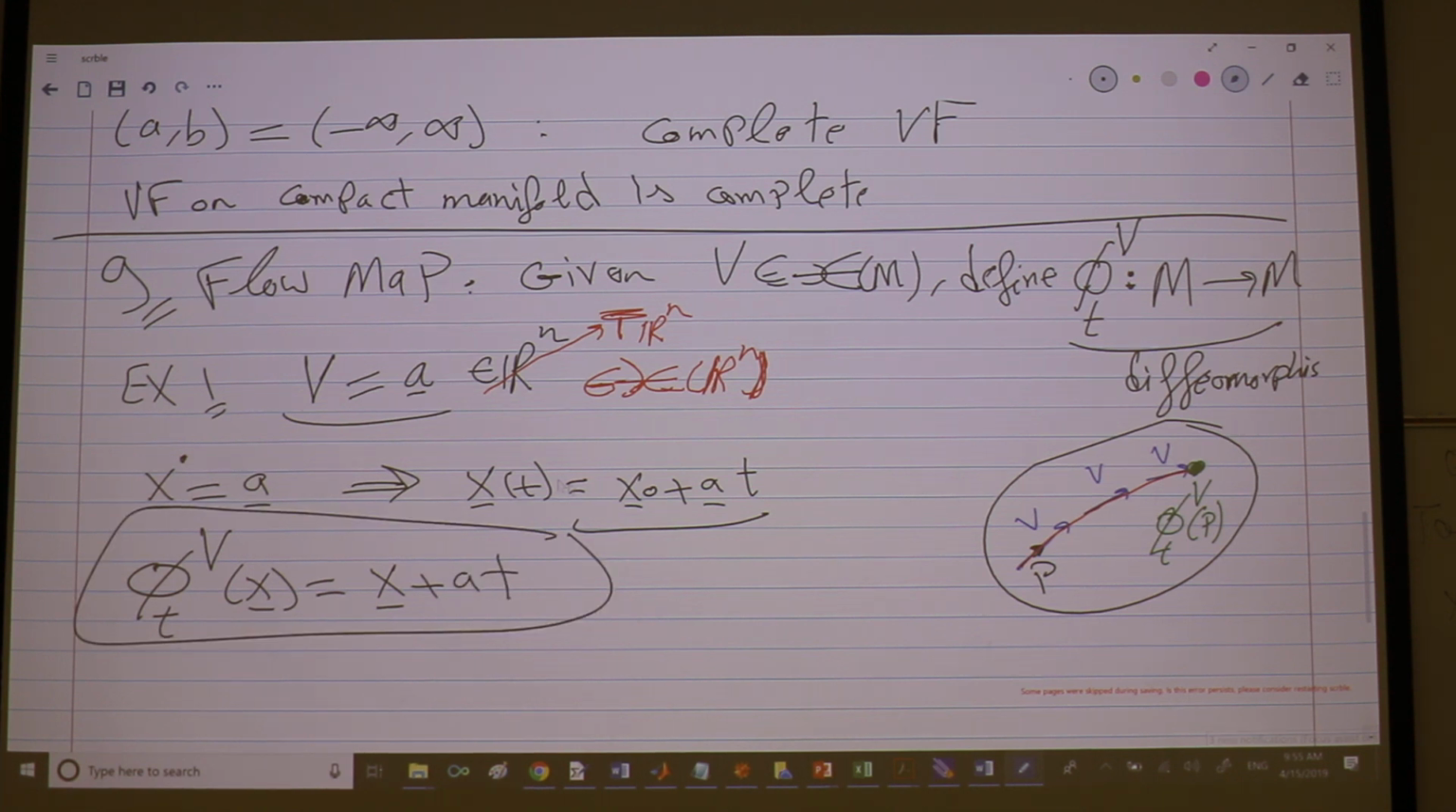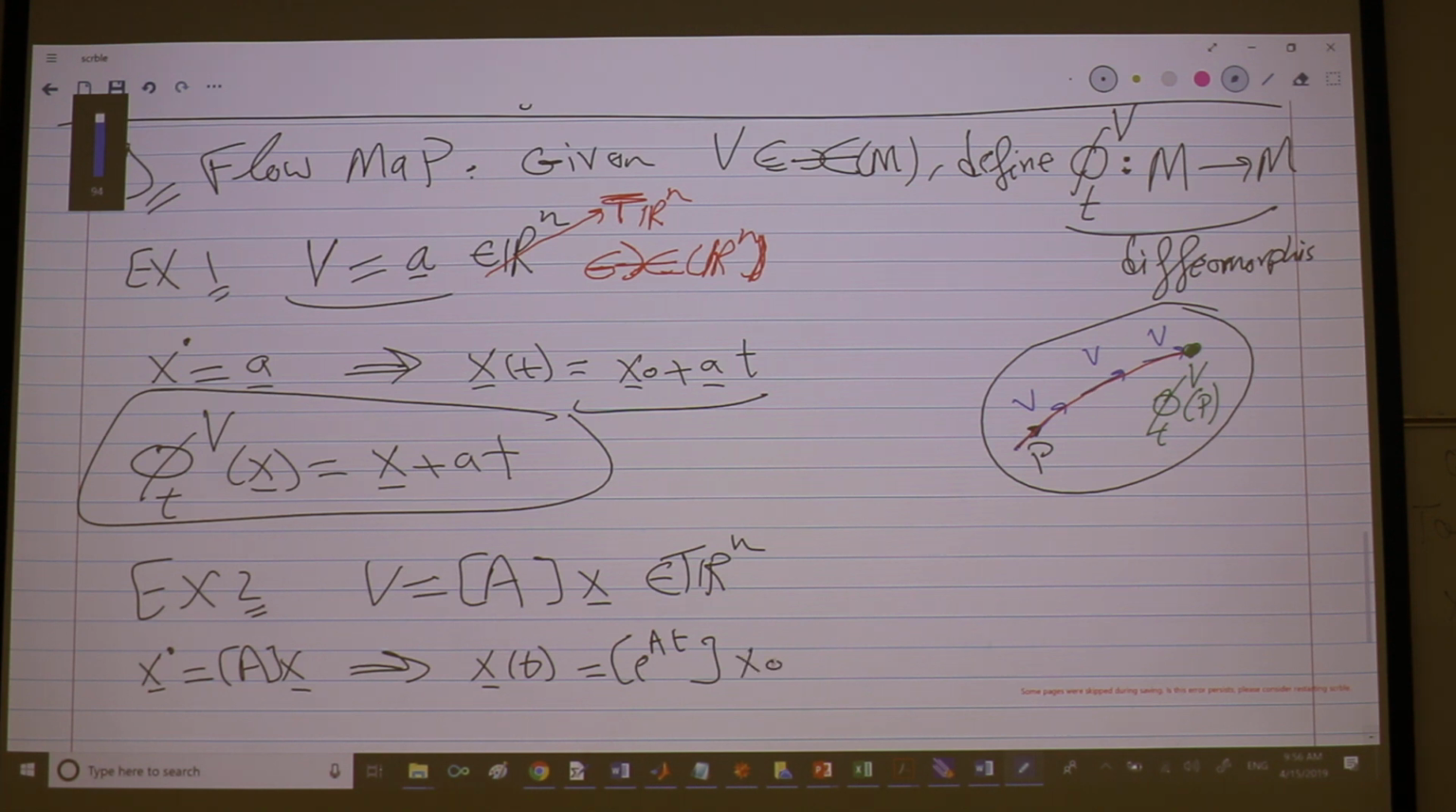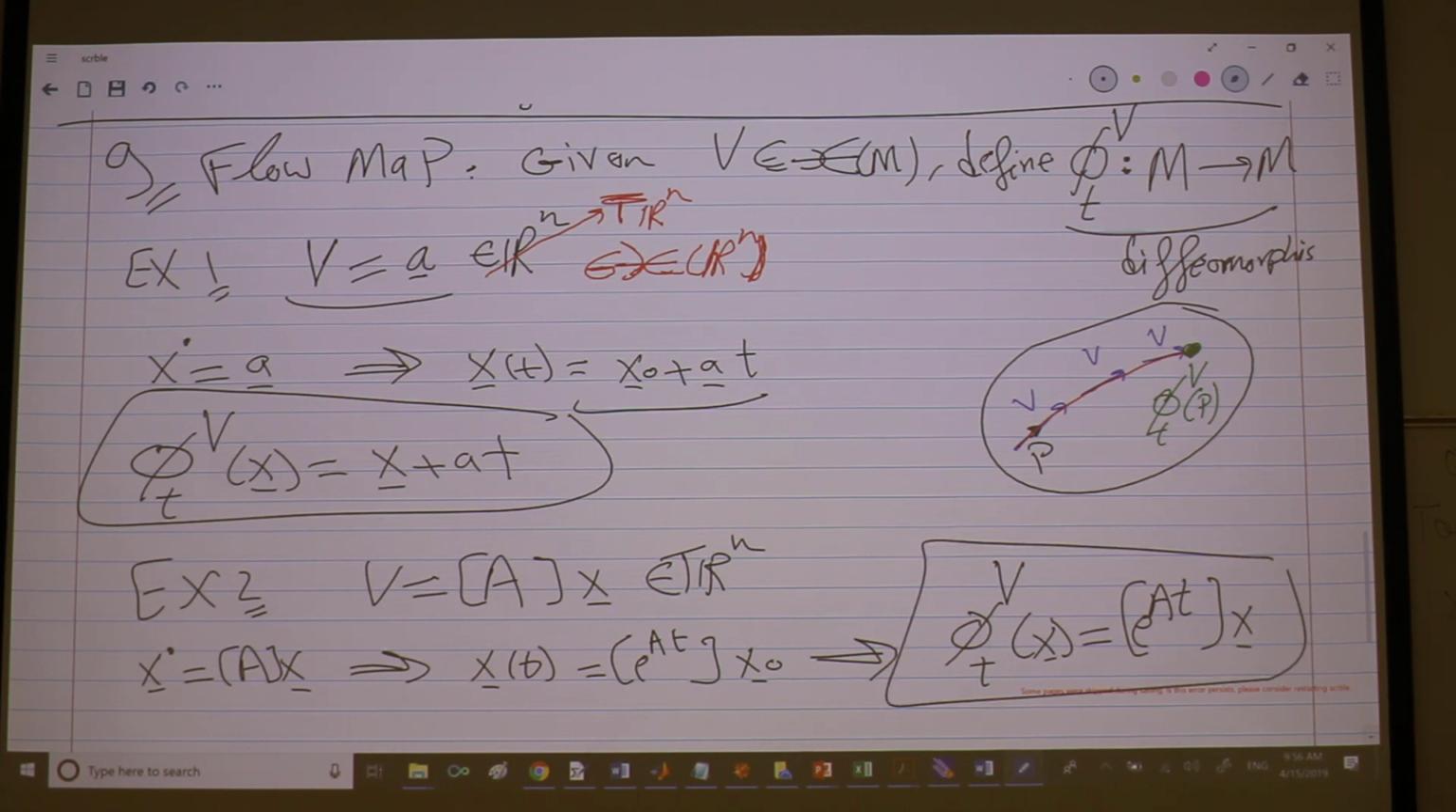And the other example that we also had in the lecture, V again on Rn is A times x. So now it's not a constant vector field, it varies with the point, it's linear. Again, this is in Rn, or let's say TRn. So the solution: turn this into a differential equation, x dot equals Ax. You are experts on this from linear algebra. So you get x of t as e to the At, a matrix exponential, times x naught. So the flow map phi t V from any x is just e to the At times x, right? Any question about the flow map?